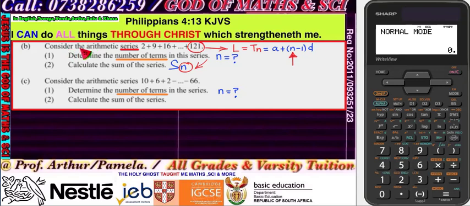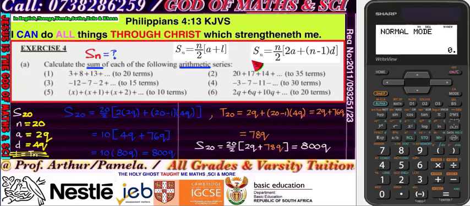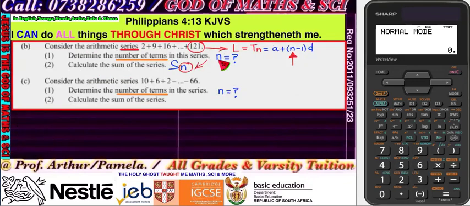This one says, consider the arithmetic series. We know a series is where we are summing, we are adding. There are pluses and negatives that separate the terms. All right, so we said yesterday 121 was the last term. So that means somebody can use this formula directly, provided they know the value of n.